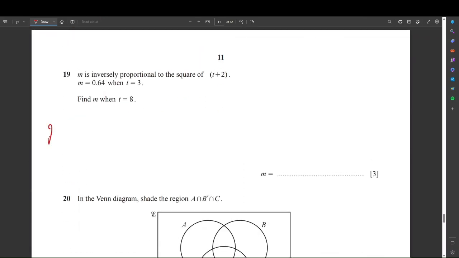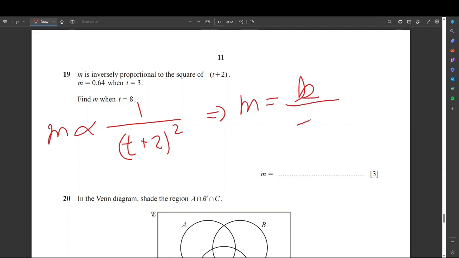m is inversely proportional to the square of t plus 2. When m is equal to 0.64, so I can write this proportionality as m is equal to k divided by t plus 2 whole squared. And I can put m as that and t as that. So t is equal to 3 plus 2 is 5. 5 squared is 25. And m is equal to 0.64. So 0.64 into 25 is equal to k. So I get k is equal to 16.